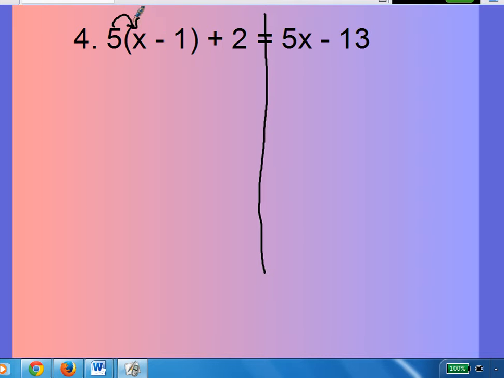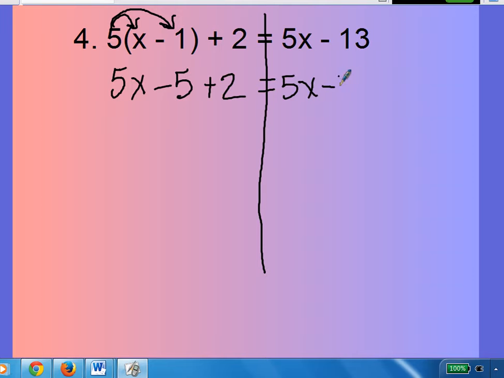We always, first step, distribute what we have to get rid of parentheses. So we have 5 times x minus 5 times 1 plus 2 equals, and there's nothing for us to do on this side. Now, as I said, before I start moving numbers across that border, I need to simplify as much as I can. On the right side, I have 2 numbers that I can put together. So I'm going to do that.